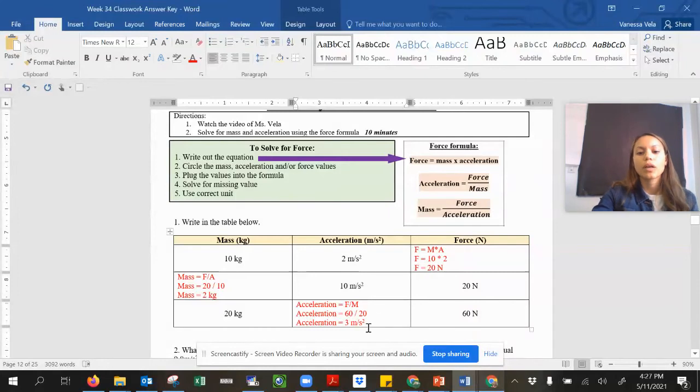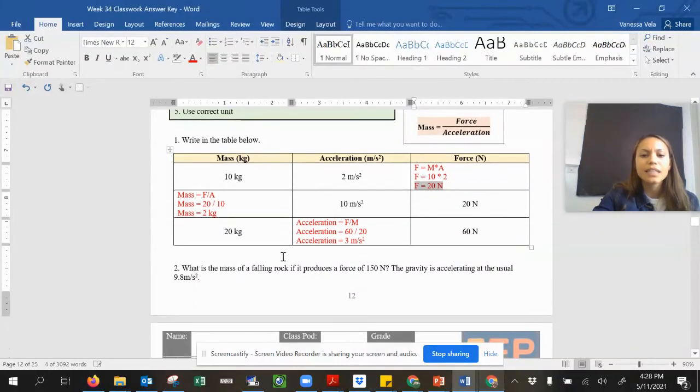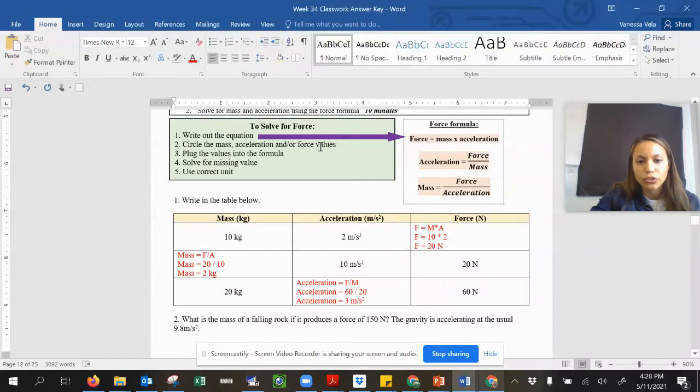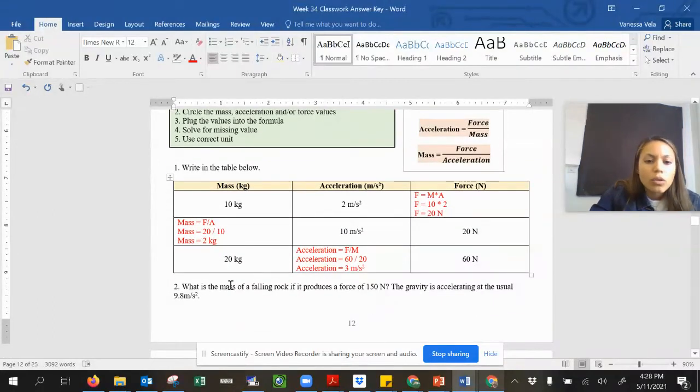Okay, cool, awesome. Make sure to either highlight or box your values, box if you're in person, or highlight the values if you're virtual, just so it's easier for us as teachers to identify your answer. Now, moving on to this next one. This is where we're actually circling the mass, acceleration, force values. What is the mass of a falling rock if it produces a force of 150 newtons? The gravity is accelerating at the usual 9.8 meters per second squared. Okay, I'm going to put it close together.